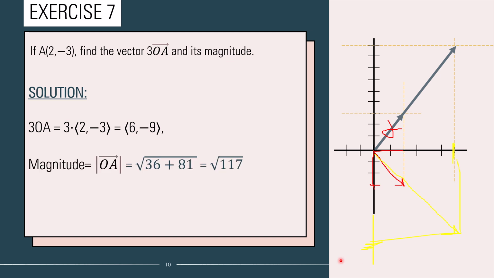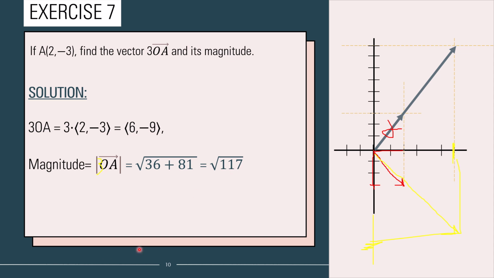All right, so then you will find the magnitude, because that also was asked from you, right? So the magnitude of 3 OA is under root of 6 square plus minus 9 square. So that is 36 plus 81, which gives you root of 117.